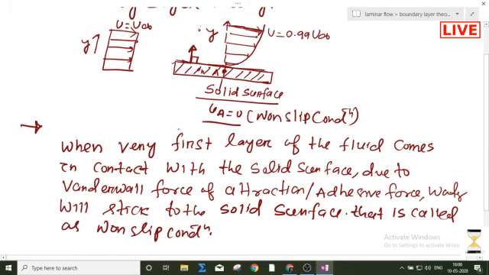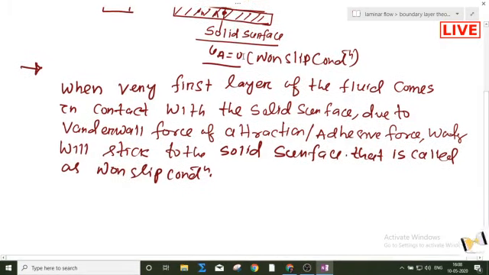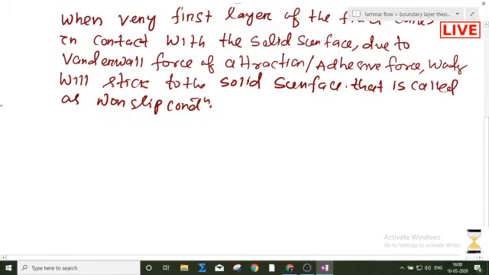Each and every layer has different velocities. So there is a zone where the relative velocity will exist, what actually I'm trying to say. So in the second point, I can write down in simple language, I'm trying to explain to you.